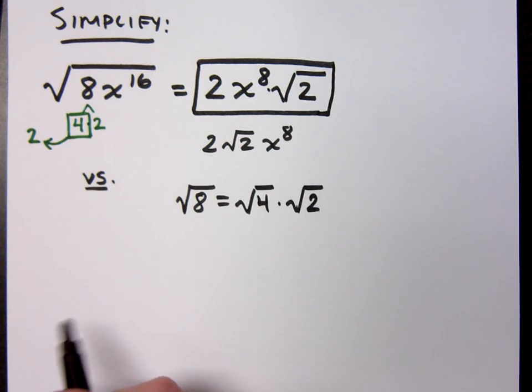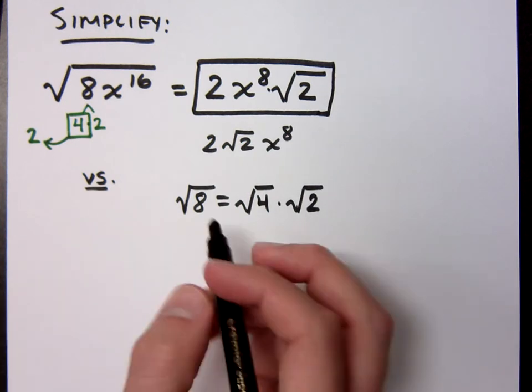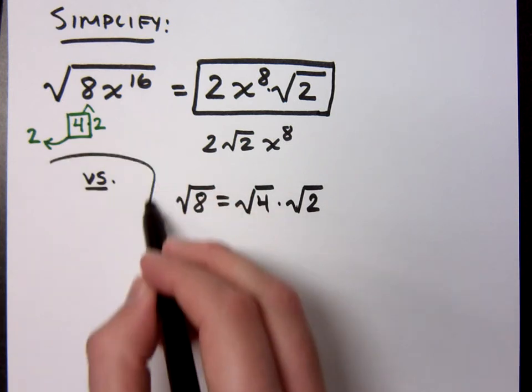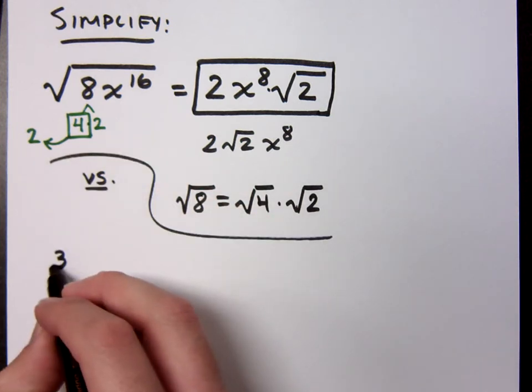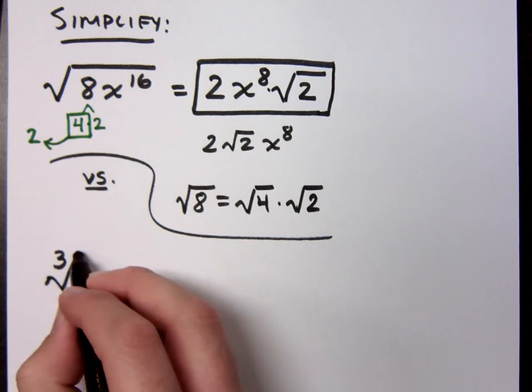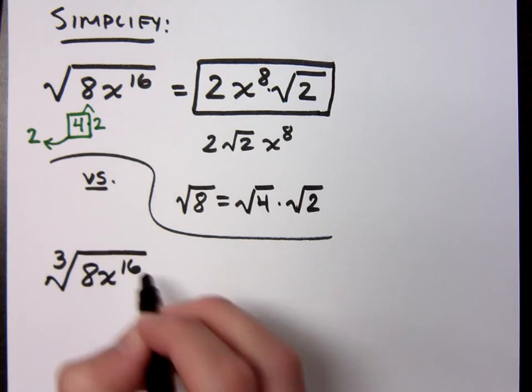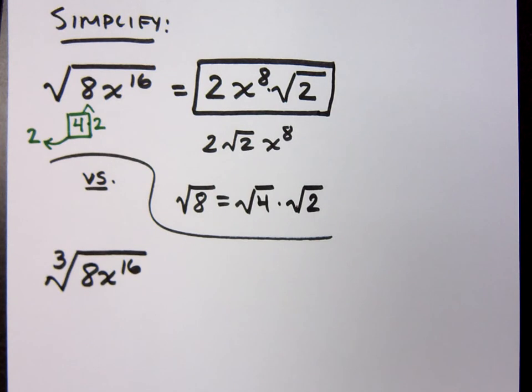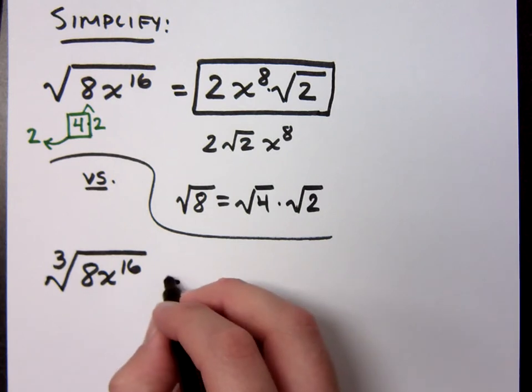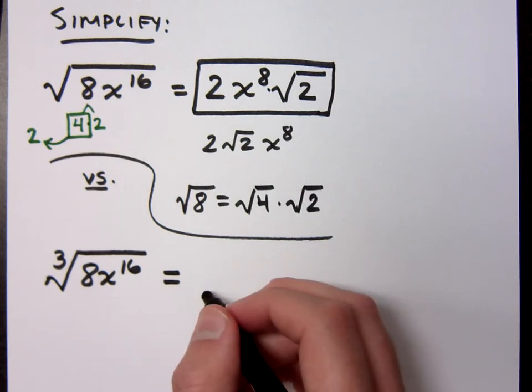It'd be useless. So let's try something else, though. What if I had this not as the square root, but as the cube root? Is it the same answer? Well, no, because 8's a perfect cube. What's the cube root of 8? 2. Do I need to write that down?